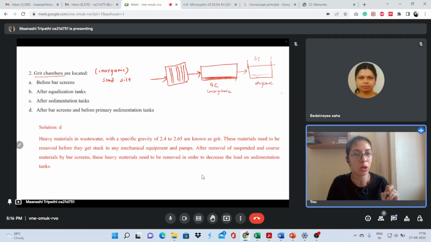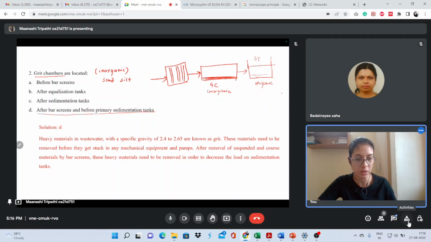We don't allow organic things to settle. Okay, so where are the grit chambers placed? After bar screen and before primary sedimentation tank. So this is the sequence. This is the conventional sequence you need to remember.